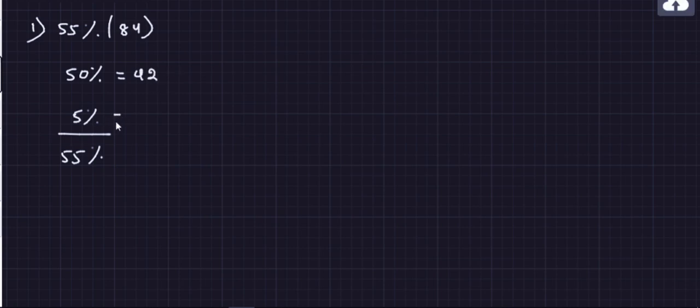What is half of 84? 42. Same way, for 5%, 10% of 84 is 8.4. Half of 8.4 is 4.2. Or from 50%, 42, 5% should be one tenth of it, so 4.2. Either way, when you add them up, you will be getting 55% of 84 as 46.2. So these things, when you are doing an exam, you can easily do it in your mind itself so that you can save a lot of time.